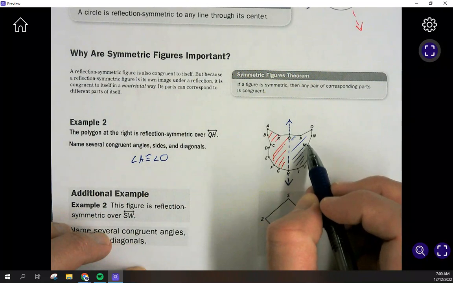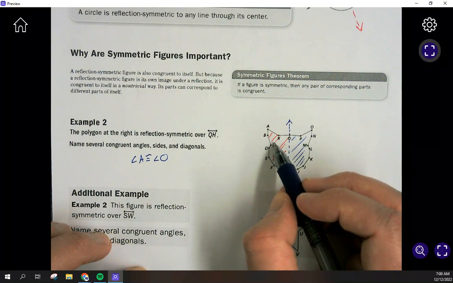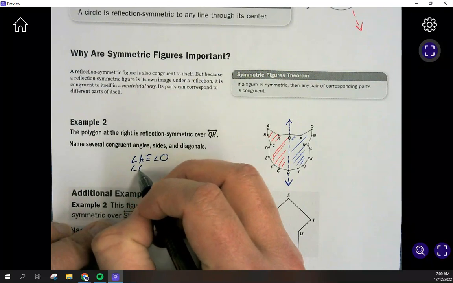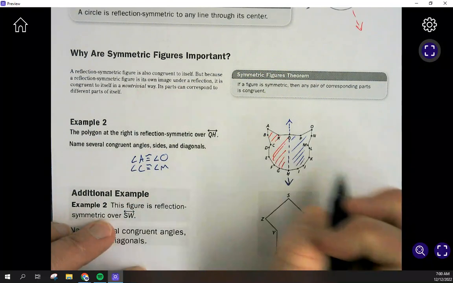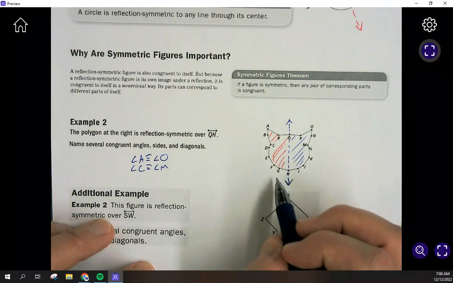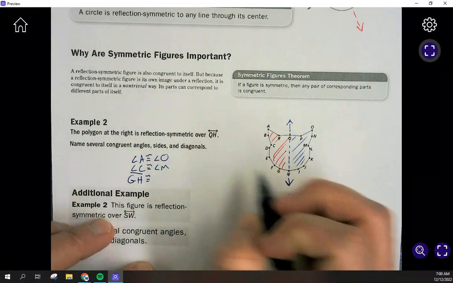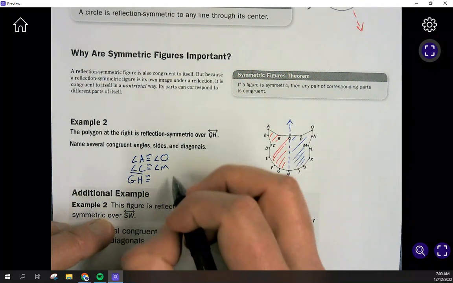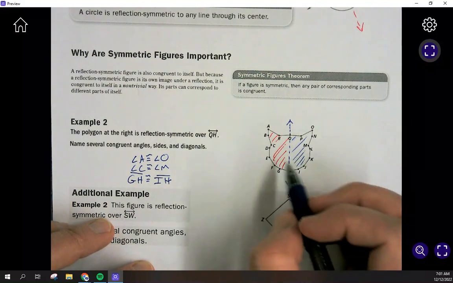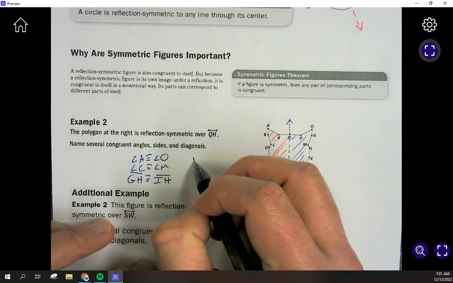Angle C. Now this is a little bit of a different looking angle, right? More than 180. But regardless, that measurement is going to be the same here as M. So angle C is congruent to angle M. It's not just angles, it would also be segments. So down here, segment GH will be congruent to IH. Okay, and I can go all the way around. I'm not going to do every single one, but like DE is going to match LK.